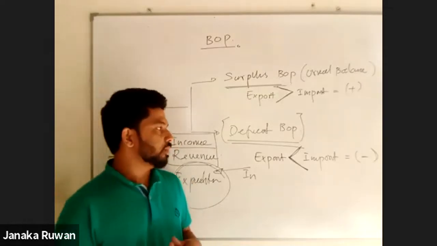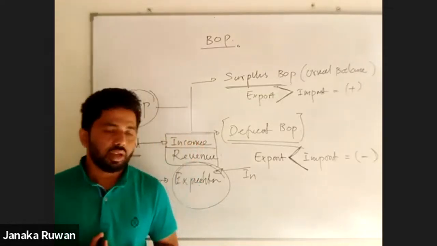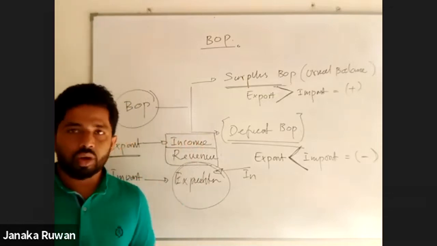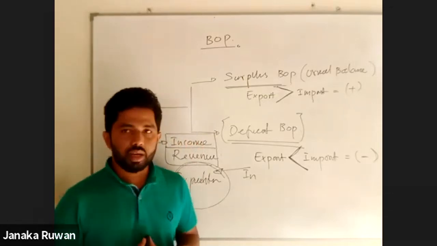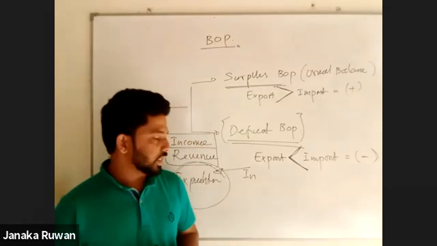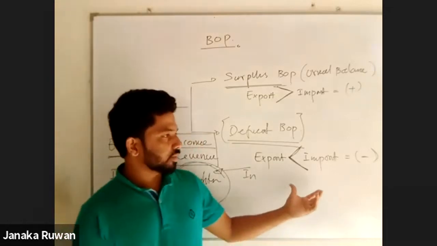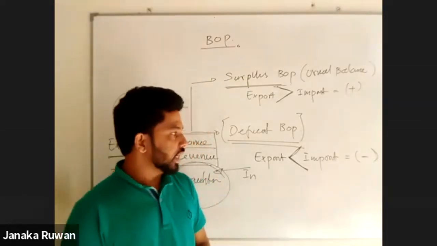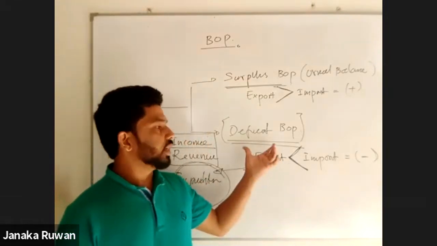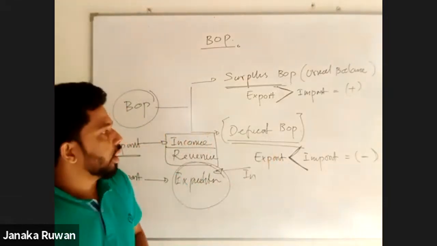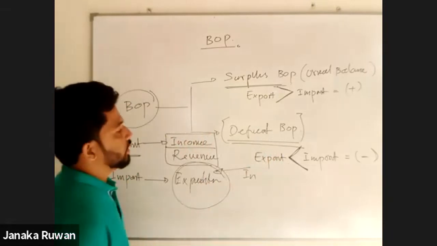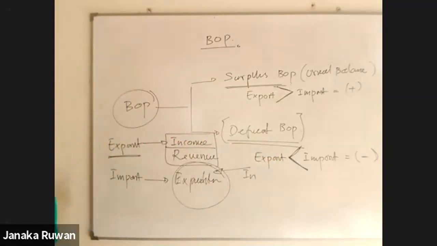So there may be some imports which cannot be controlled by the government or society or the production process. Developing countries have faced that kind of problem. That is why they had to face a deficit in the balance of trade. Okay, we have discussed two components.